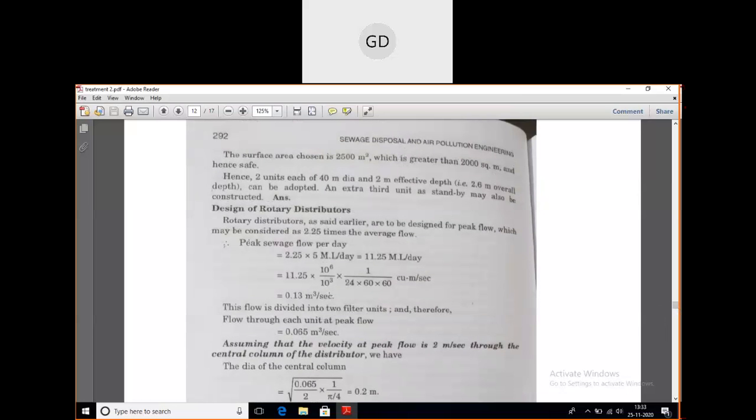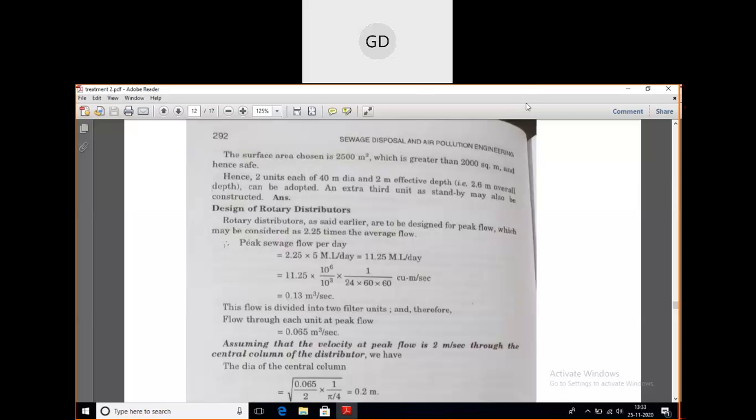Next is the design of rotary distributors. You have seen rotary distributors, and they are designed for the peak flow, as we have just studied. Peak flow is considered here as 2.25 times the average flow.